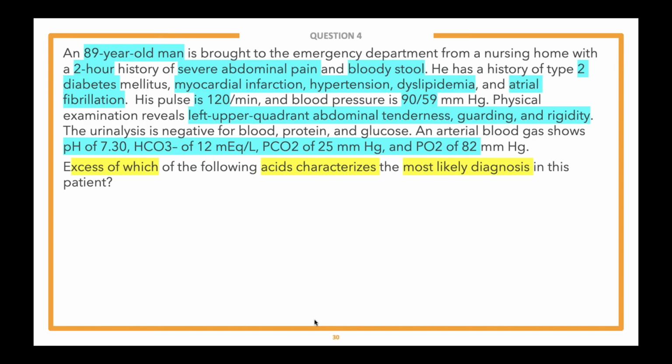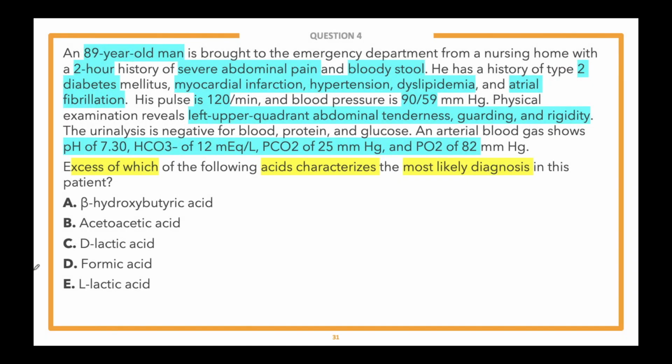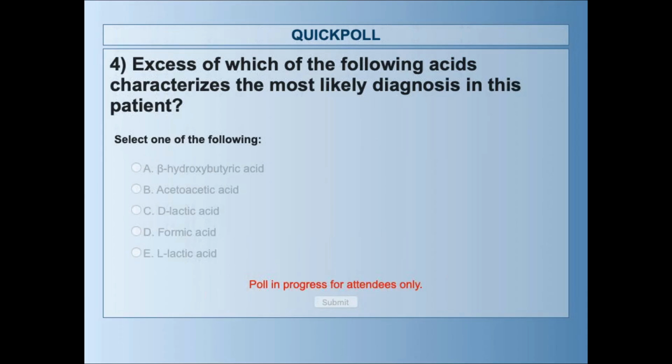And again, we are going to start at the bottom and we're going to work our way up to the top. Answer choice E, L-lactic acid. D, formic acid. C, D-lactic acid. B, acetoacetic acid. And A, beta-hydroxybutyric acid. So we're going to go ahead and open up that poll. Go ahead and select what you think is the best answer here, and we'll talk about it in just a few seconds.